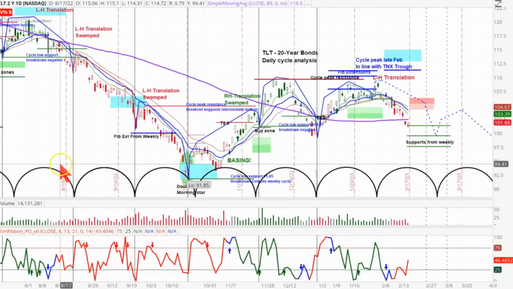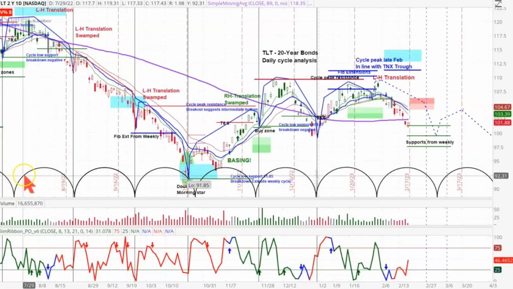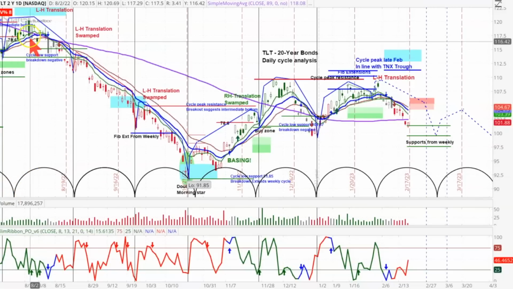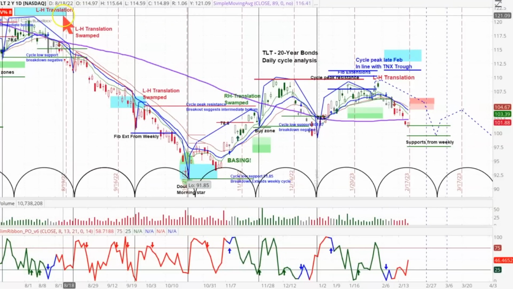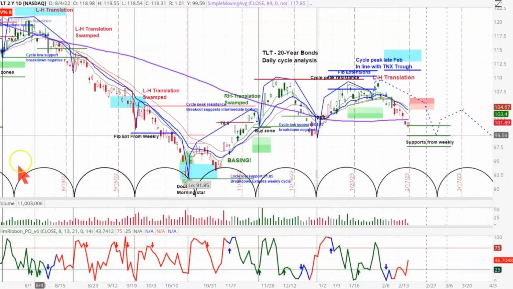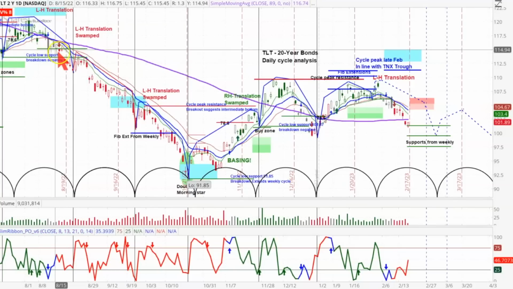So when a cycle peaks on the left side of the ideal, as this one did right over here, it's called a left-hand translation. You can see that LH translation listed there. What that tells you is that there are energies that are pushing on the downside and caused an early peak. Then when it breaks the key cycle low support, it is configured negatively.